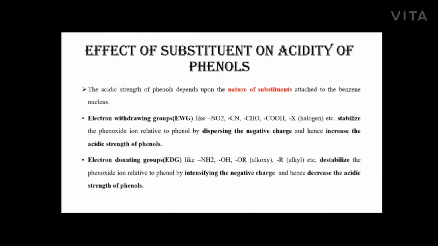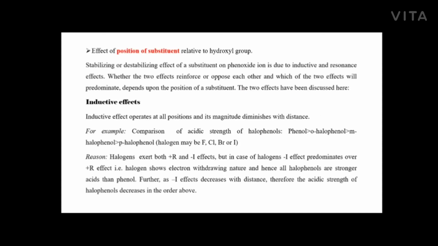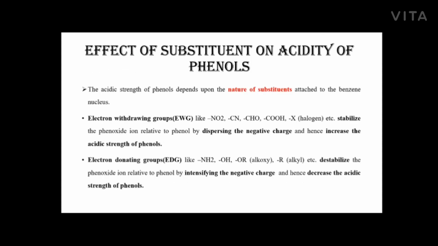But the case is totally opposite in the case of electron donating group, because in electron donating group there is no such kind of stabilization, rather there is destabilization of the phenoxide ion because the negative charge gets intensified due to the donating nature of the groups. So we can say that there is a decrease in the acidic strength of phenols with EDG, or we can say electron donating groups.